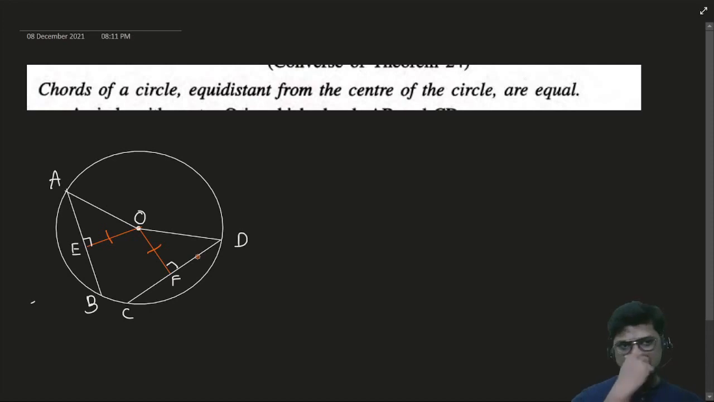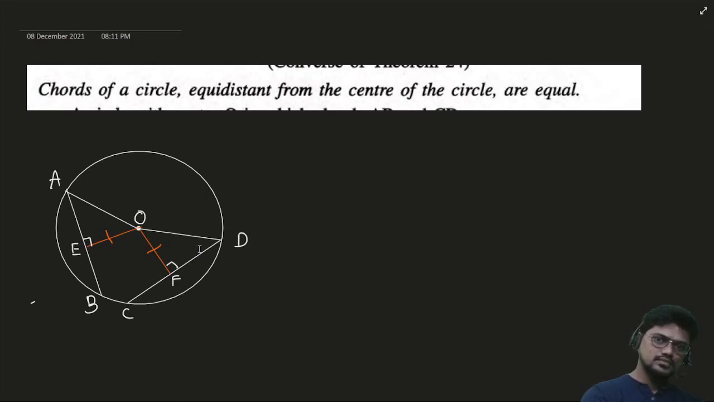How many of you have understood? Please raise your hands. So for proving the triangles congruent, we can take AO equal to DO and EO equal to FO. And the third thing will be the right angle. If you take a distance from the chord, that will be perpendicular only. Therefore, the angles will be 90 degrees. Understood, everyone?